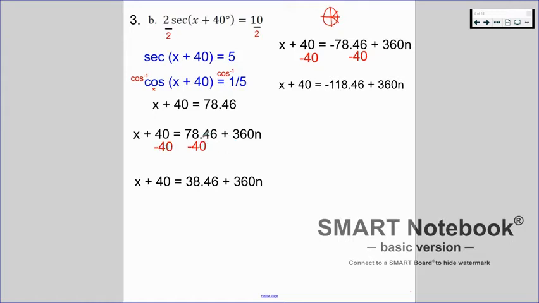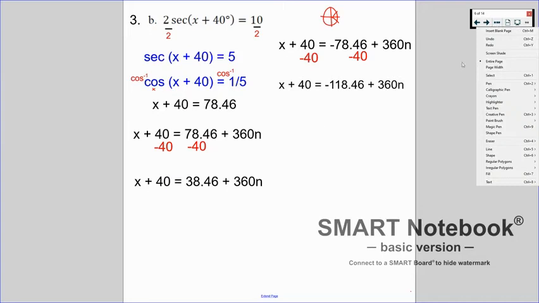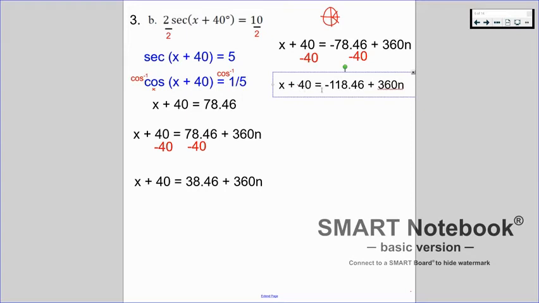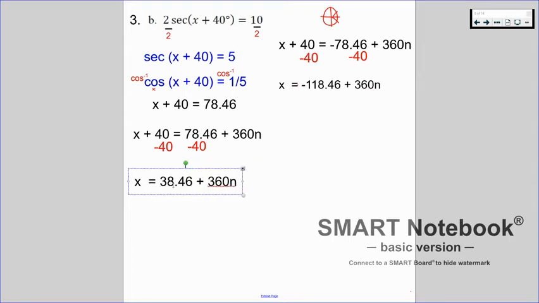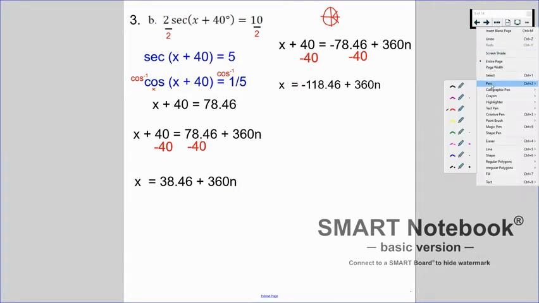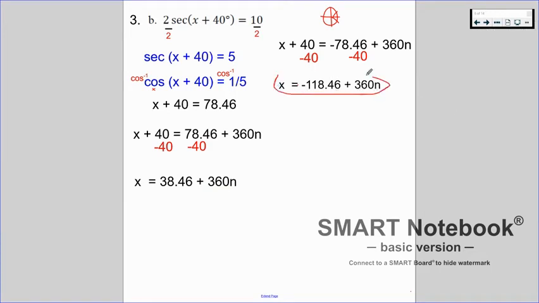Finish the solving, subtract 40. When I subtract, there's no n on this 40, so it doesn't deal with this part at all. It's just going to deal with the 78.46 and just going to deal with the negative 78.46. So my two answers, and I think I already did the subtracting, so I really don't need that plus 40 in there anymore. We're given x equals negative 118.46 plus 360n, and x equals 38.46 plus 360n.